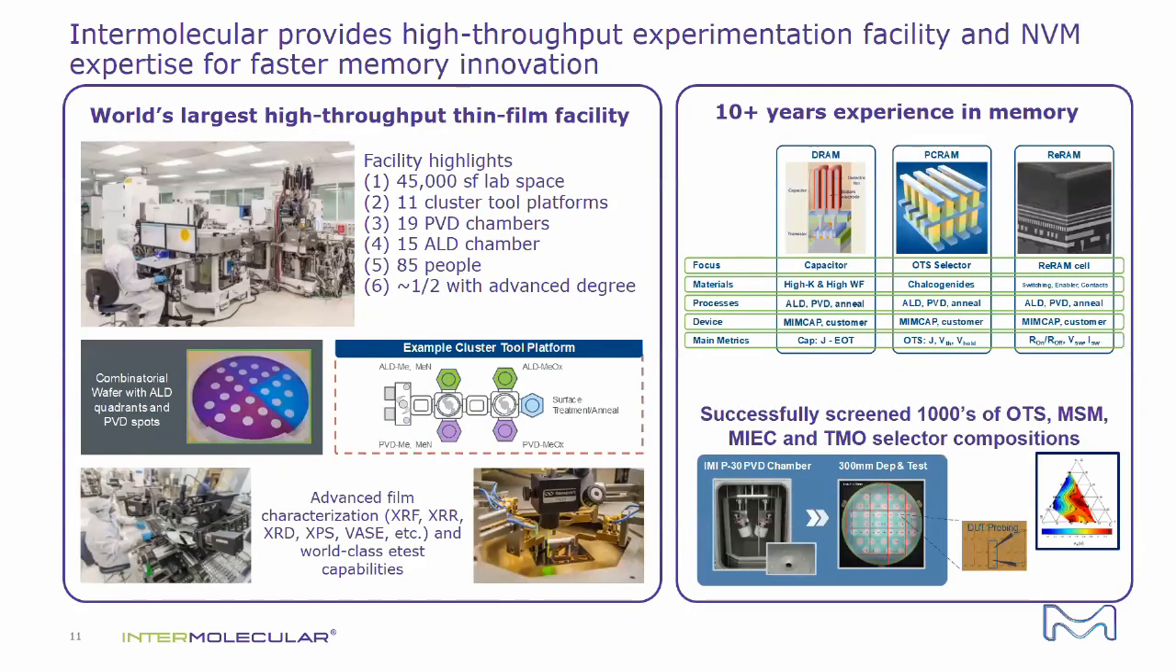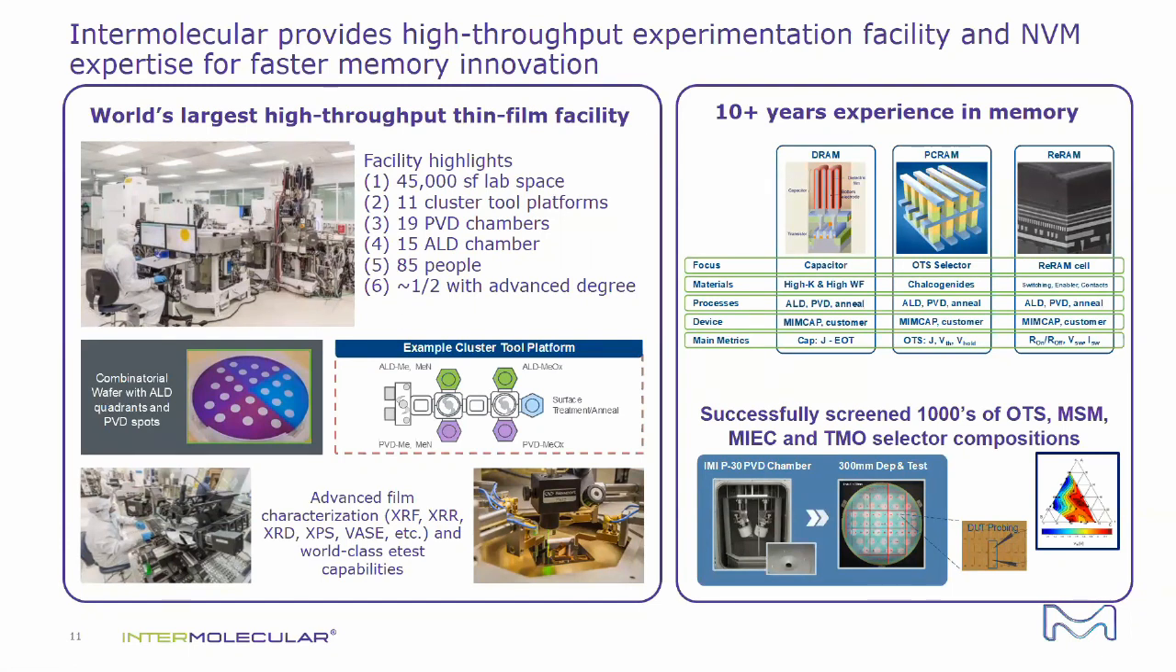Before I finish, I just want to talk a little bit about Intermolecular and who we are and what we do. We are a high throughput thin film facility. We've got a pretty big fab on our site in San Jose, which we have just brought back up since it turns out that the semiconductor industry is considered essential right now.